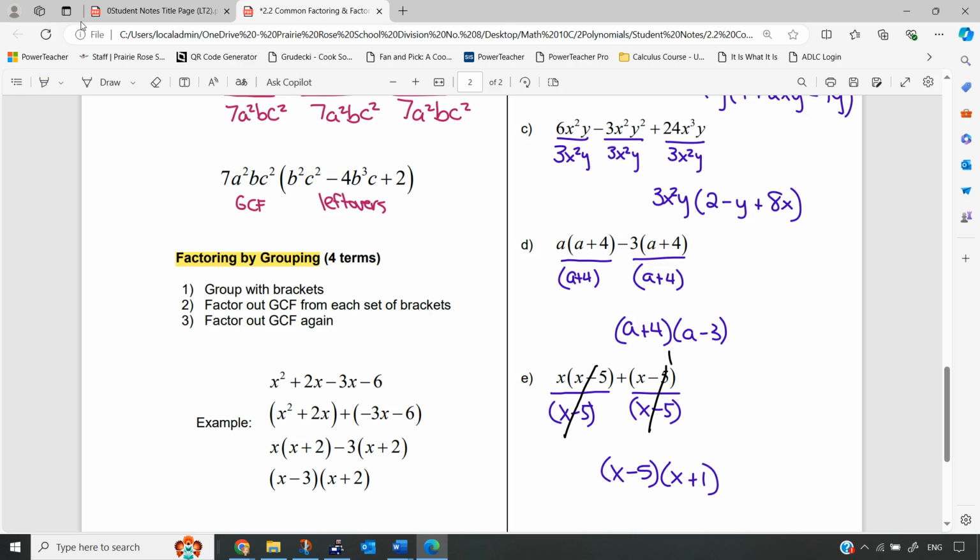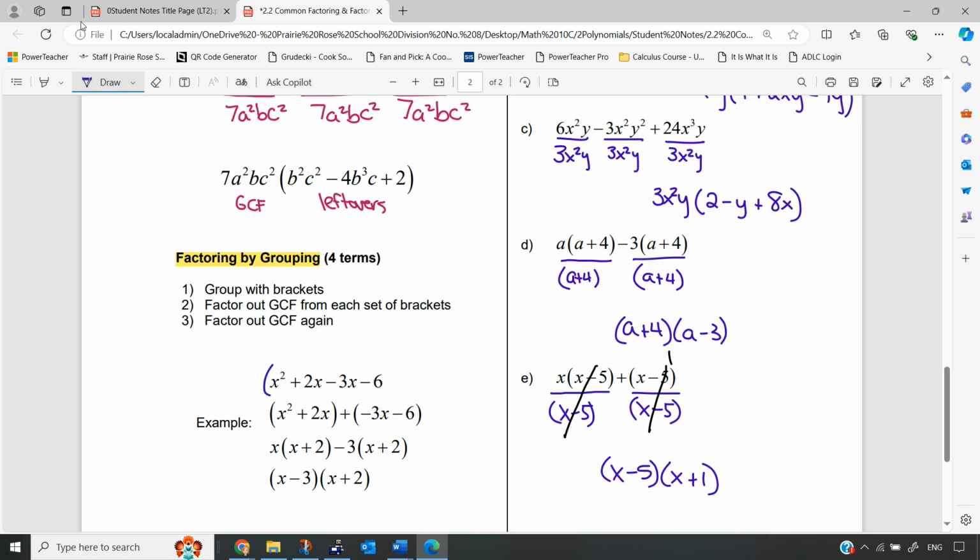Now, factoring by grouping is not a method that you're going to see or use too often unless you're using decomposition, but there are going to be the occasional times where you're going to come across those 4 terms. It is a polynomial that's factorable, and we can factor using grouping. In this example, we have x squared plus 2x minus 3x minus 6. So we have 4 terms, and what we're going to do is start by grouping with brackets.